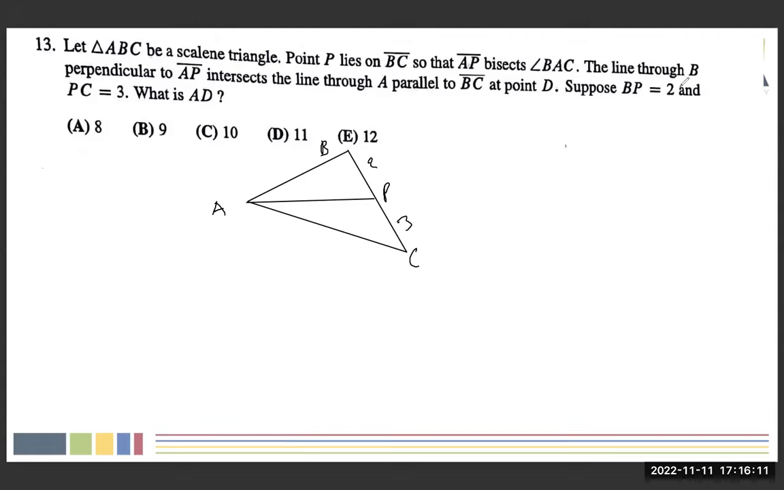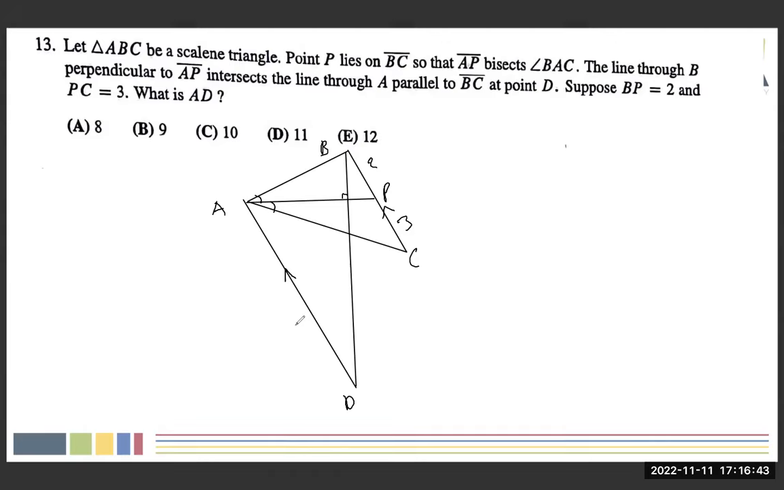Well, now we're looking at the line through B perpendicular to AP. And we are intersecting that with the line through A parallel to BC. So let's draw some parallel marks. And for the angle bisector, we draw that these two angles are equal, and this perpendicular. Okay, so this is a lot to take in for this problem. So the question is, where do we start?